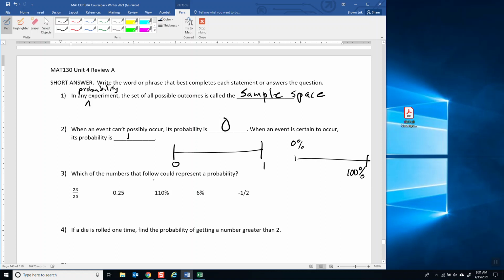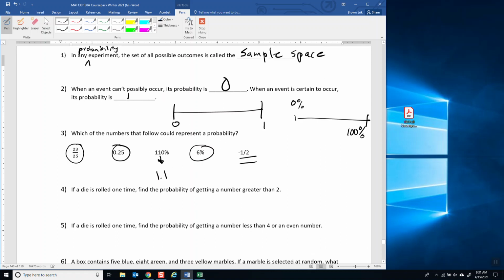So when we're determining which of the following could represent a probability, we're selecting all the numbers that are between 0 and 1. So all of these are between 0 and 1. Notice all negative numbers are excluded, and any number over 1. If you're wondering about this one, that's 1.1 as a decimal.